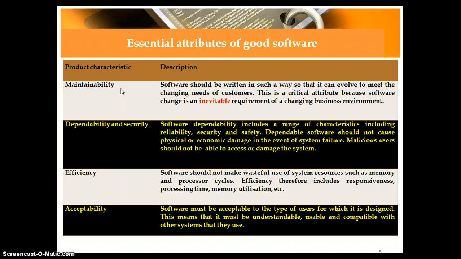Efficiency. Software should not make a wasteful use of system resources such as memory and processor cycles. If you need a memory of 1 megabyte, why would you waste 2 megabytes? If you are able to do your software within 1 megabyte memory size, you do it. Don't waste the resources. Acceptability. Software must be acceptable to the type of users for which it is designed. Of course, this means that it must be understandable, usable, and compatible with other systems that they use. Software should not be very complex that the user is not able to use it. It must be flexible enough and easy enough to use.